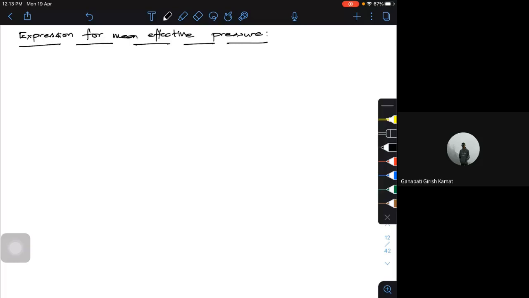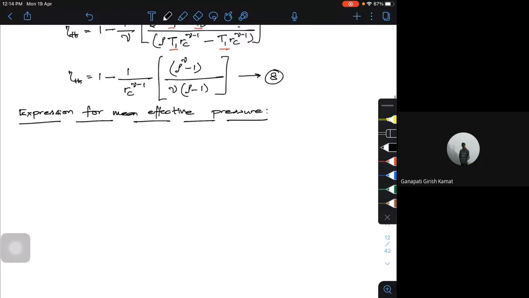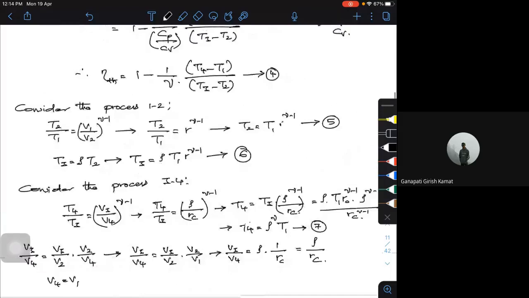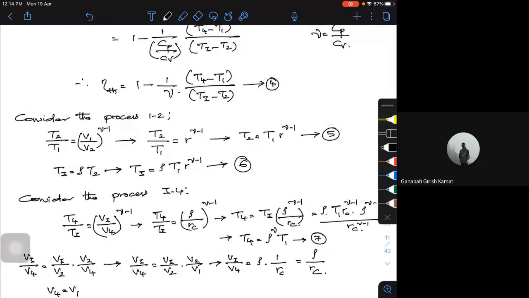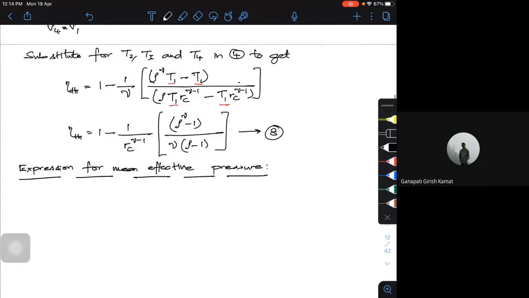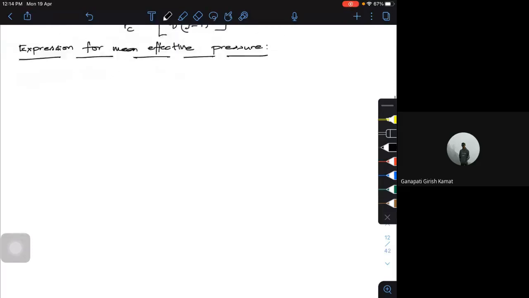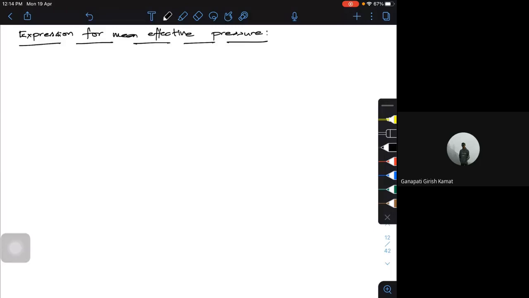Okay, fine. So in the previous class, we were looking at the diesel cycle. We drew the PV diagram and TS diagram, and we ended up obtaining the expression for thermal efficiency. First, we obtained it in terms of temperatures. Then we obtained it in terms of compression ratio, ratio of specific heats, and the cutoff ratio. In today's class, we'll try to obtain the expression for the mean effective pressure for a diesel cycle.